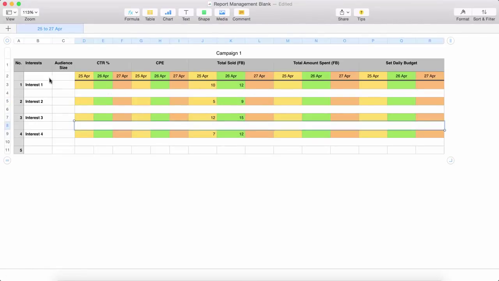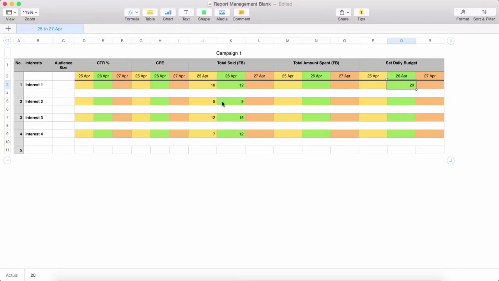All right, so let's look at interest one. There are 2 sales increase in the next day, which means that I would set the daily budget to $20 for the next day. Alright, so the $20 that I put here is not the budget that I set for 26 April, but this means that this is the decision that I made on 26 April for the budget amount for 27 April.